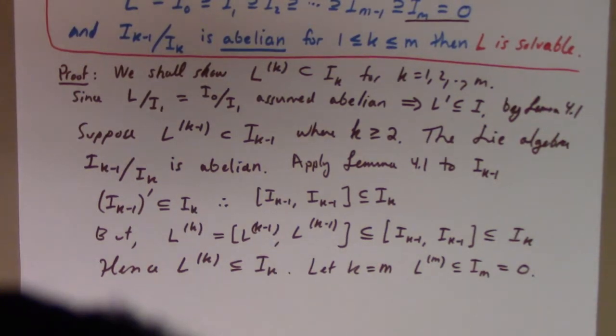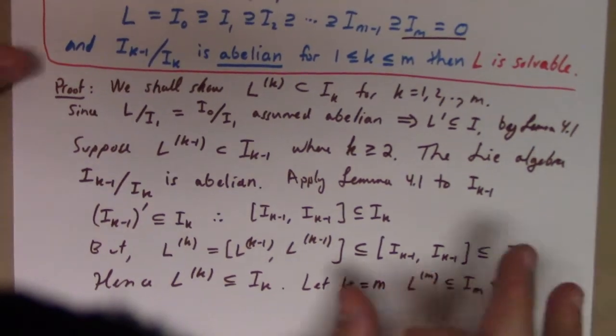Lie algebra homomorphisms are linear maps that preserve Lie brackets. So one would also expect that they preserve derived series. And here's an exercise, basically to that effect. What's the exercise say?